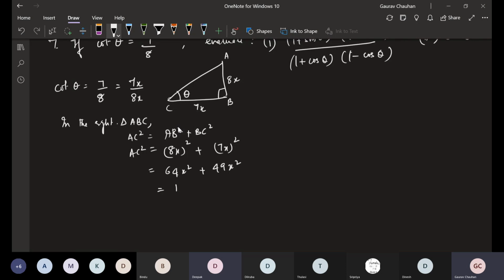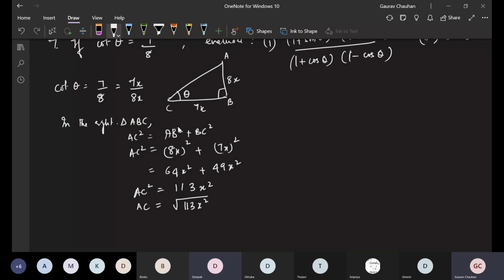Are you sure about that? 4 plus 9 is 13, 1 carried over, 113, yeah. 113x square, so AC square is equal to 113x square. Then we'll put roots, sir. Root of 113 x into x, then we'll remove x outside.